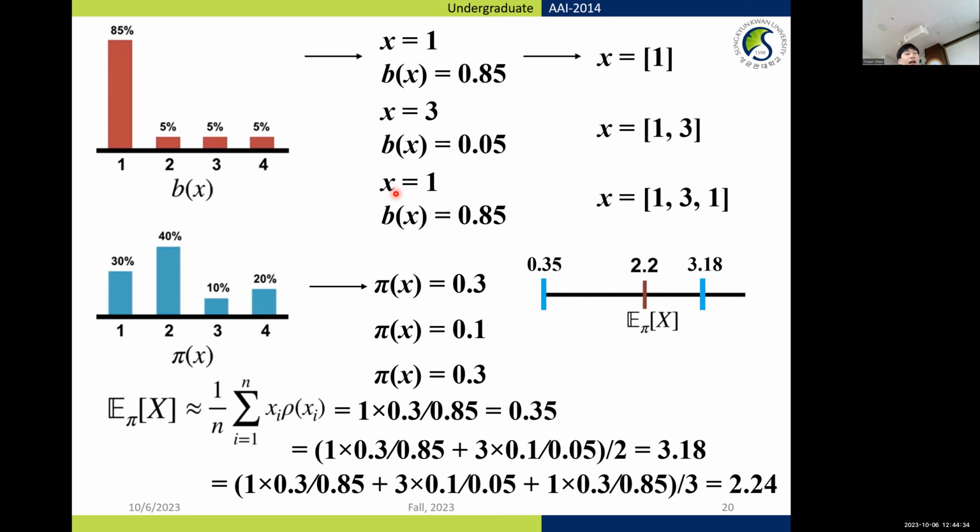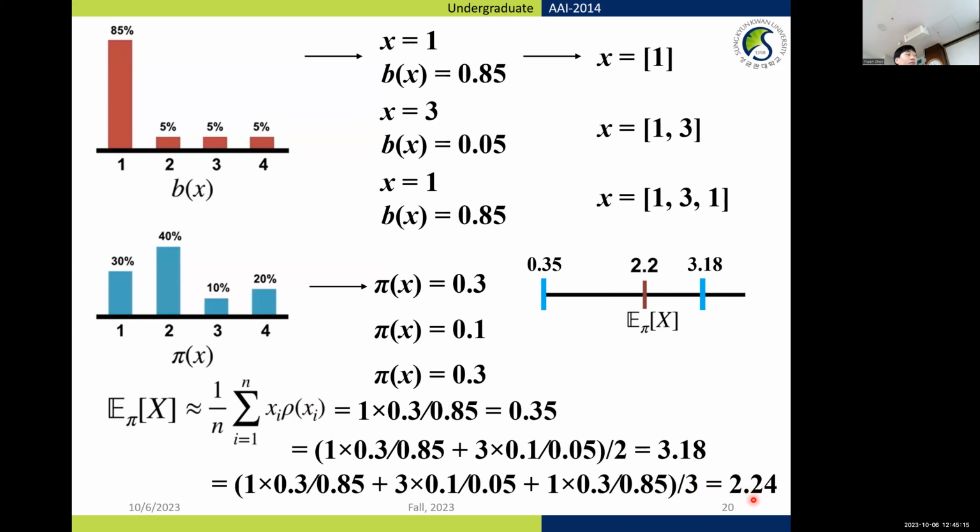This is the third time we randomly select based on b(x). This time we get x equals 1, the same, b(x) equals 0.85. Then we put this sample into this list. And similarly, pi(x) equals 0.3. Then we can calculate again. The first two items are the same as the previous one, and then we add one more, which is 1 times 0.3, pi(x) divided by b(x). Now we sum them together, divided by the total samples we have collected, which is 3.